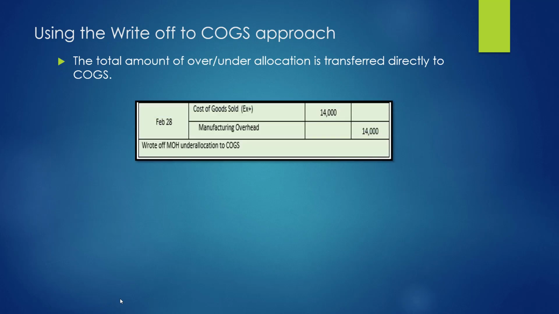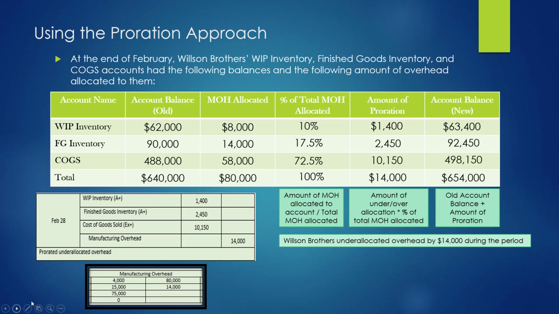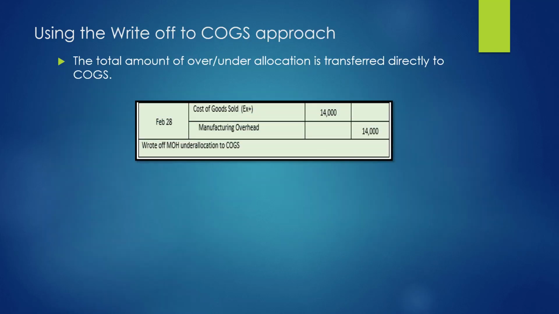If you use the write-off to COGS method, all you do is, in the case of an underallocation, you debit COGS for $14,000, the amount that you missed by. You credit manufacturing overhead for that same amount. It's going to close out your manufacturing overhead pool. The difference between these two different methodologies is that here we're lowering our expense a little bit. We're not putting the full $14,000 in there. We're preserving some of that underallocation in our asset accounts, increasing the value of our assets. Here, the whole enchilada, if you will, ends up in cost of goods sold, which means you're going to have less income, you're going to have lower value of your assets, etc.